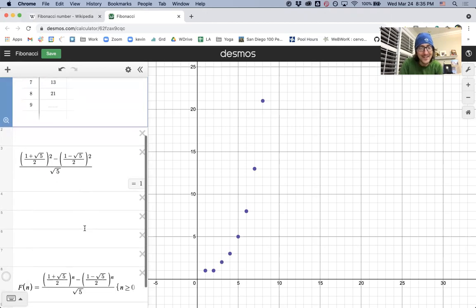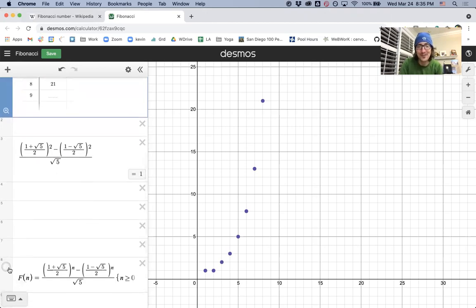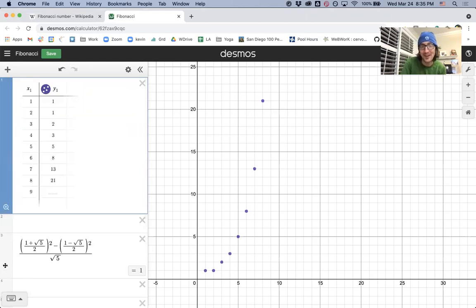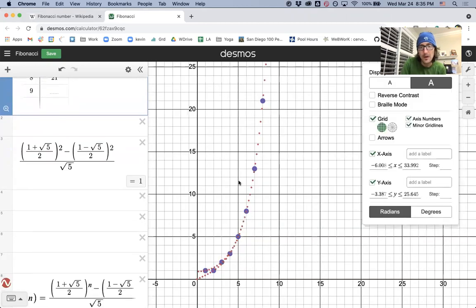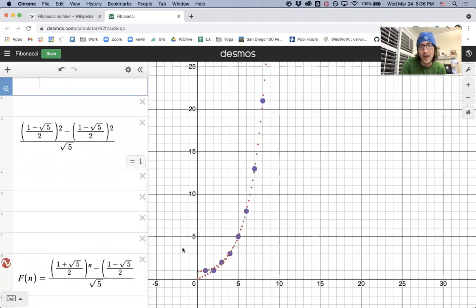In fact, if I were to graph this function, if I were to type this in, let's see what Desmos does if I try to graph this. It's kind of hard to tell, but it's graphed in red. It's plotted all of these different points. And sure enough, this weird exponential function is going through all of those points.